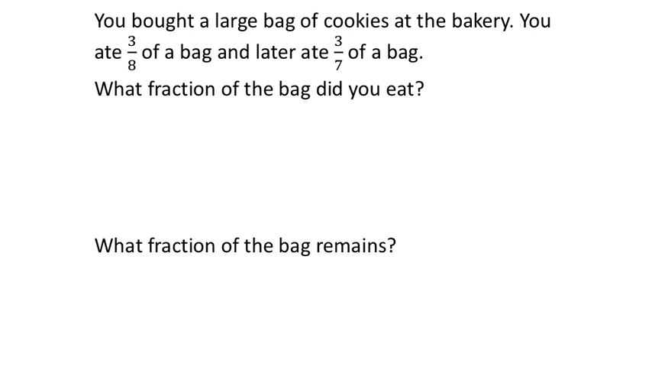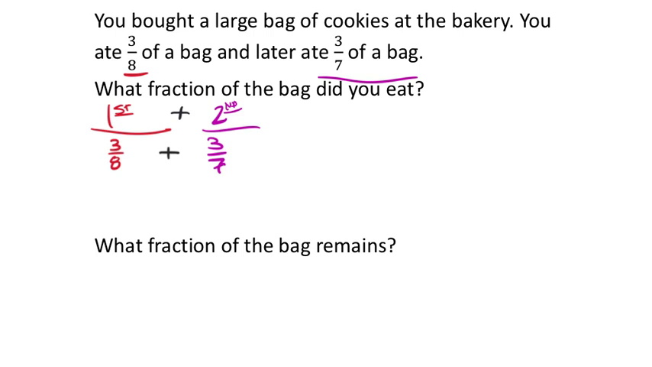Here's the thing, you're going to go to this cookie bag. You got a large bag of cookies at the bakery. You got a first eating, which is 3/8 of a bag. Then later, you got a second time you're going to go to this bag and eat out of it. That's 3/7. That's what it says right here. Now it says, what fraction of the bag did you eat? Well, that means you're going to take the first and add the second. So we're going to add these two together.